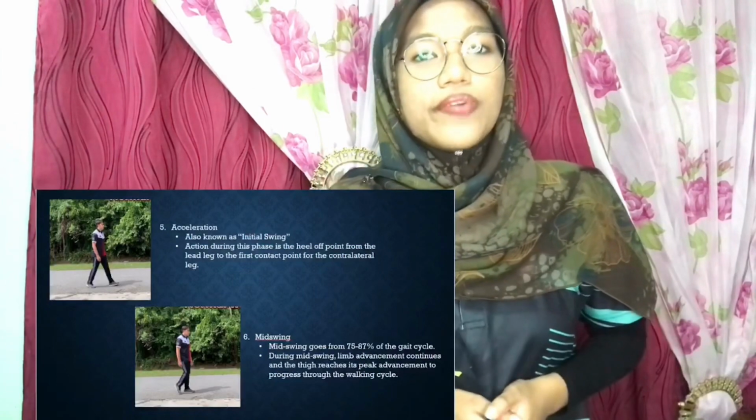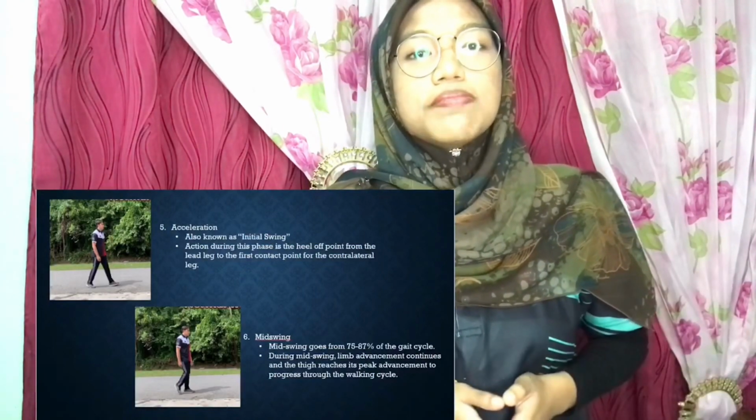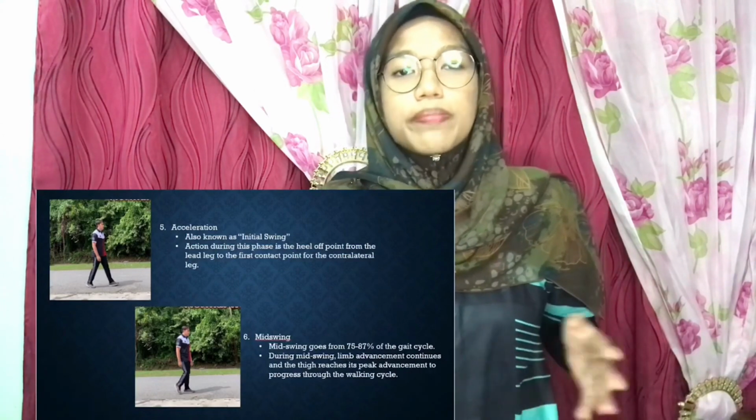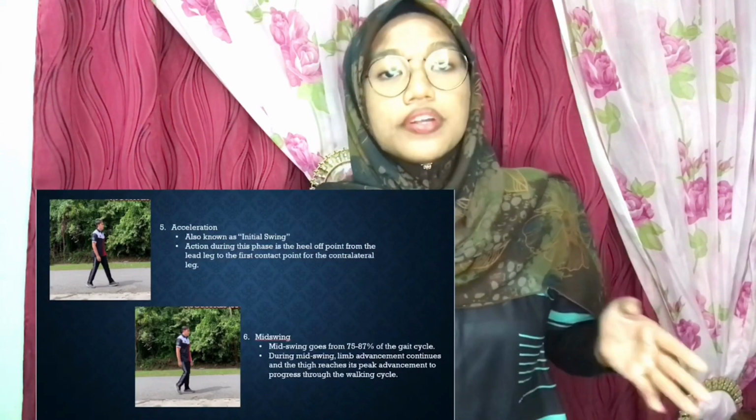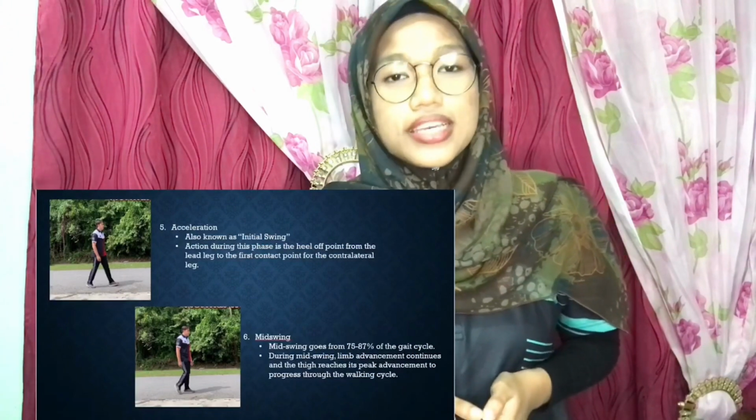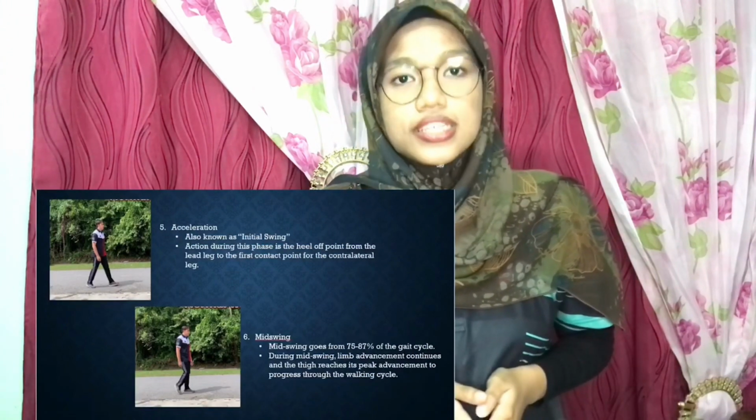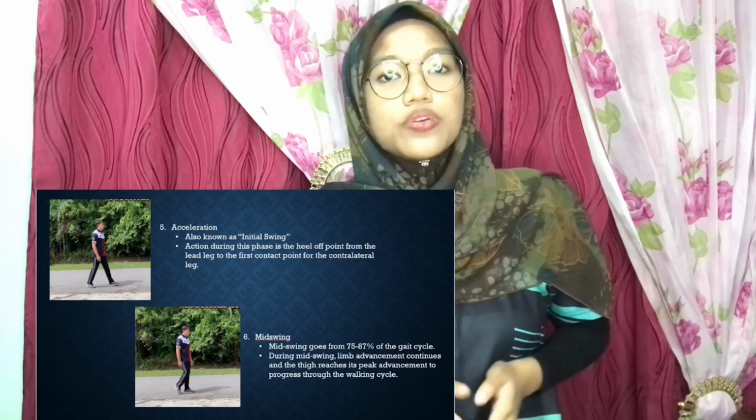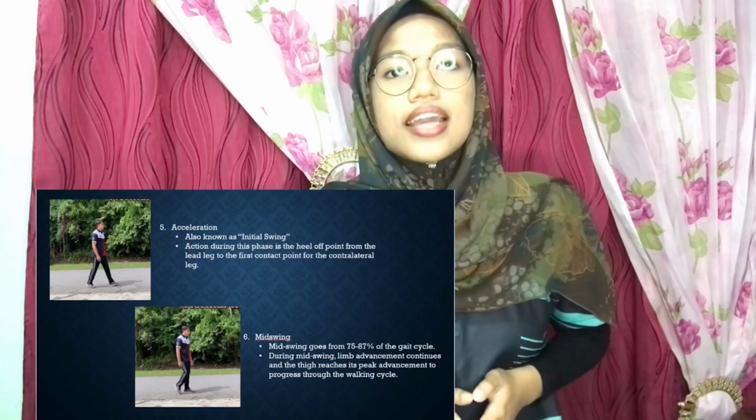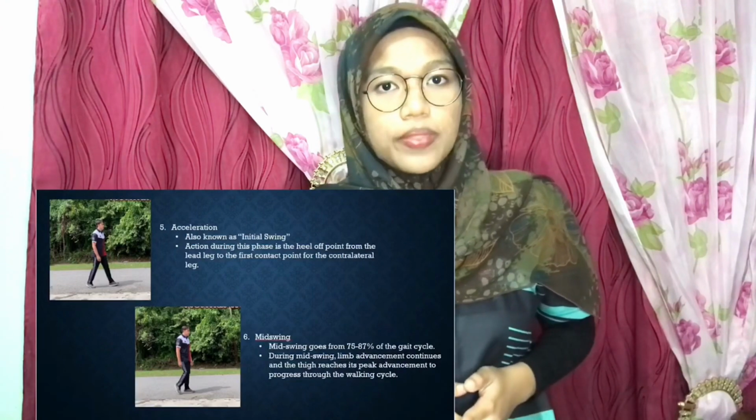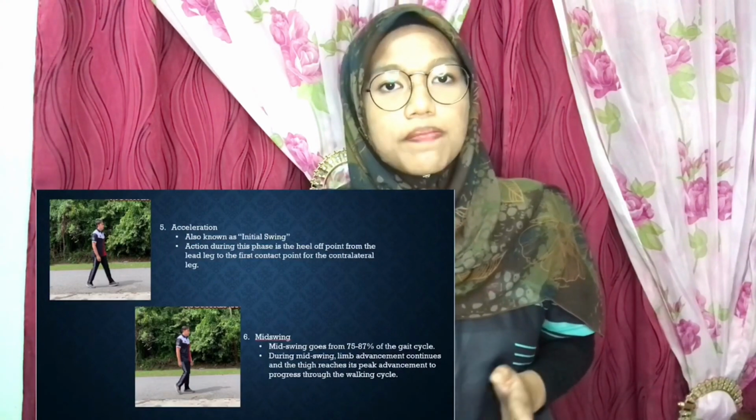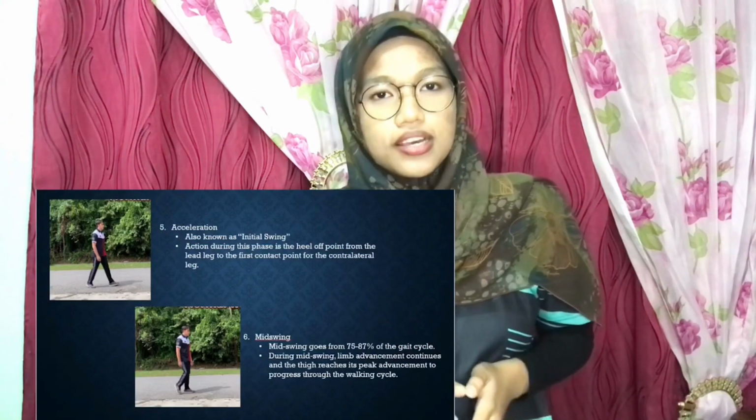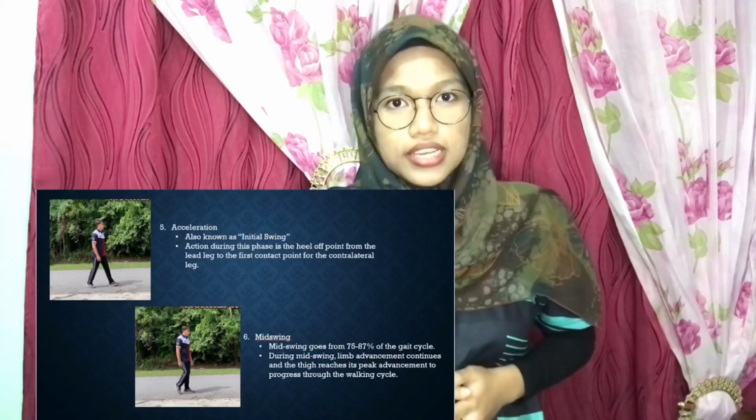Next, the mid-swing phase is the period from maximum knee flexion until the tibia is vertical or perpendicular to the ground. Furthermore, terminal swing begins where the tibia is vertical and ends at initial contact. Mid-swing goes from 75 until 87 percent of the gait cycle. Mid-swing occurs at approximately when the reference extremity passes directly under the body.